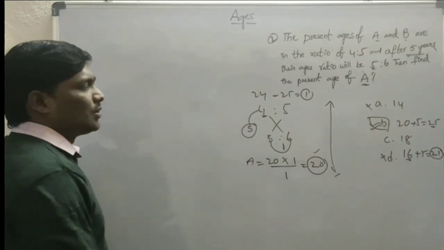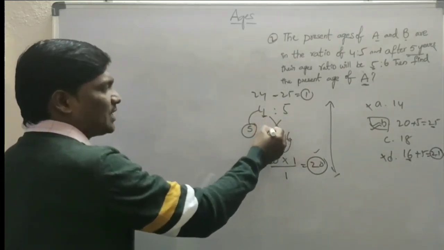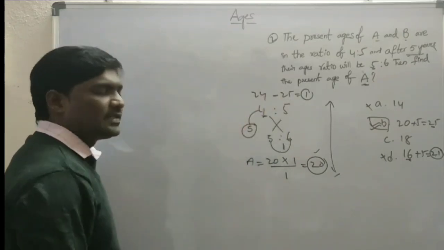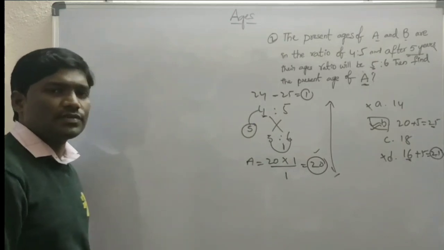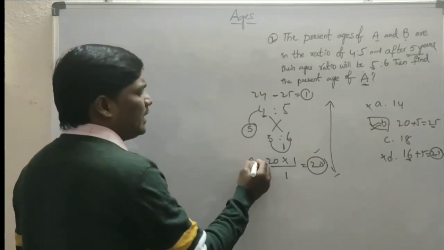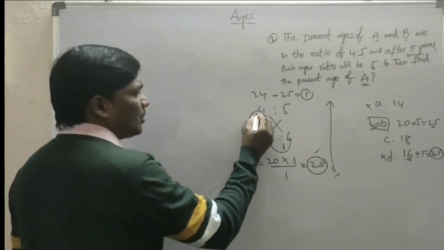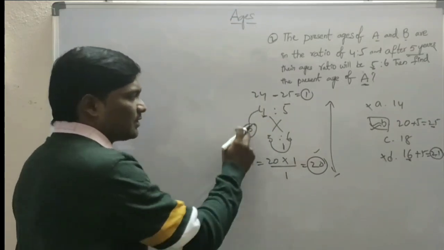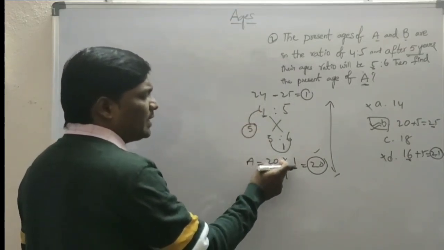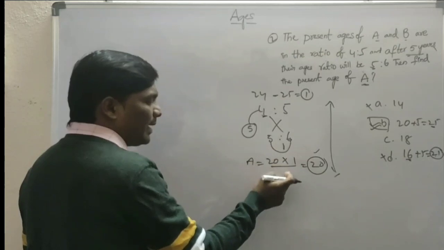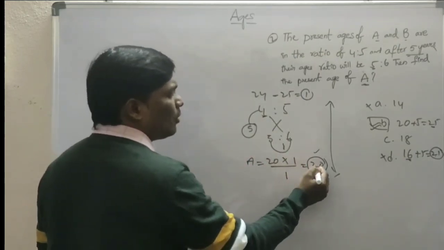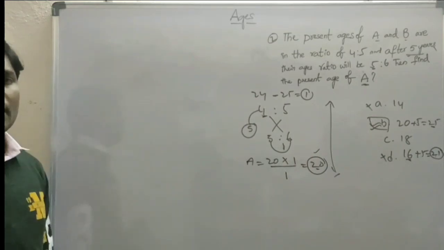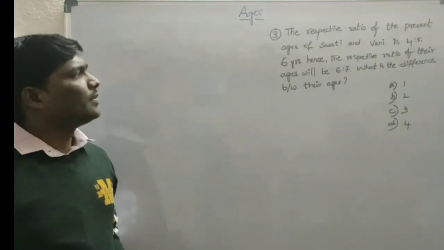It's clear, Andy? So first step is cross multiplication, check the difference. And second step is check the difference, 5 and 6. So how much difference? 1. So find out the A age. So A is how many parts? 4 parts. So 5 4s are 20, into second step difference is 1, by first step difference is how much? 1. Then 20 into 1 is how much? 20 years. So next question.